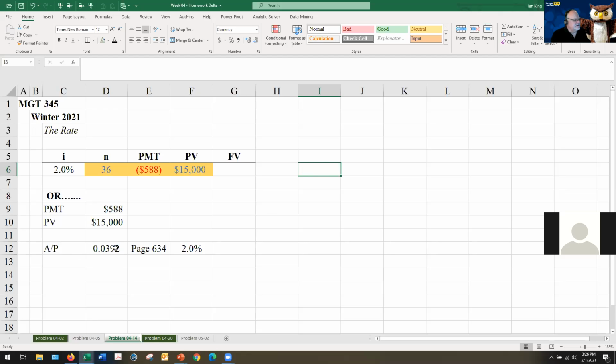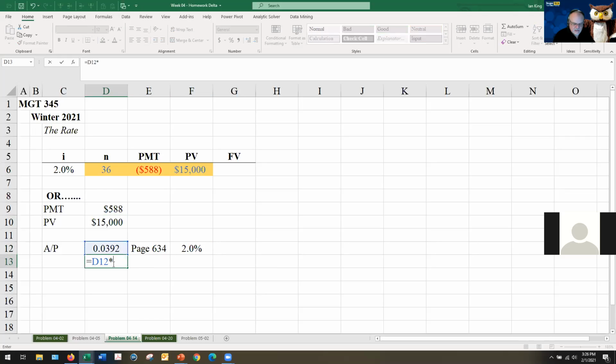So let's go back to when I said 2% gave me this factor. Multiplying this, I basically do a trial and error and say, okay, let's try 2%, this factor, equals that factor times the $15,000 gives me $588.